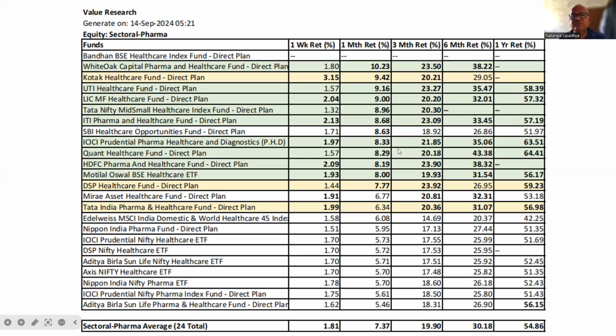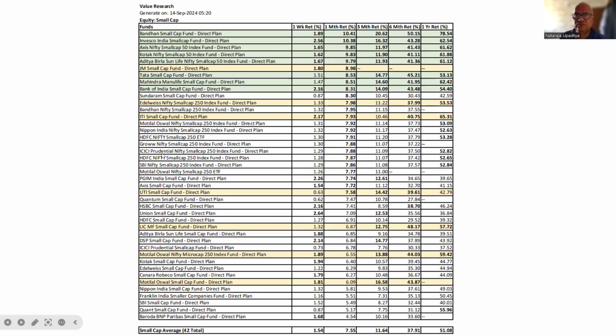Quant Healthcare Fund, 8.29% for the month, 64.41% for the year. HDFC Pharma and Healthcare Fund, 8.91%, 19% for the month, 38.32 for the 6 months basis. Very impressive. Motilal Oswal BSE Healthcare ETF, 8% for the month and 56.17 for the year. So you have a lot of choices here and many are investment worthy. Next, we are going to small cap funds, which are ranked third.